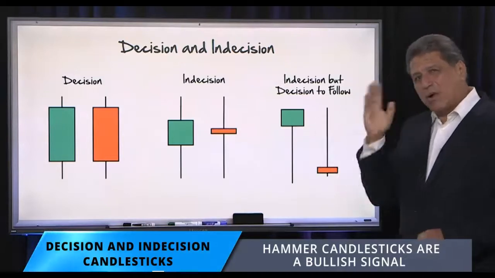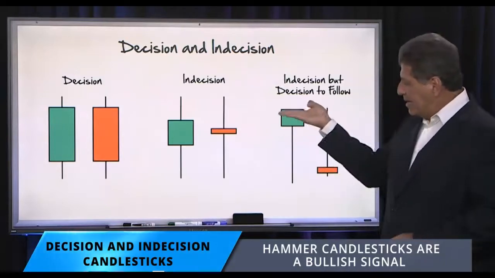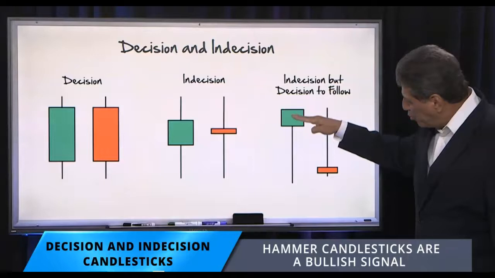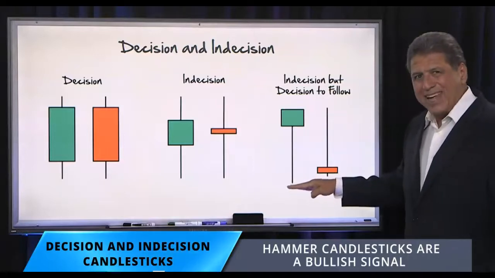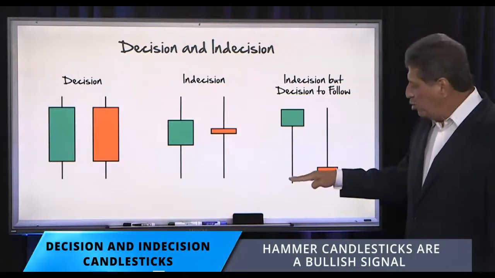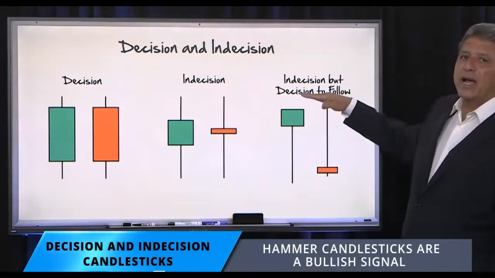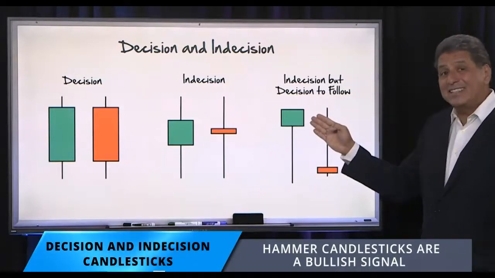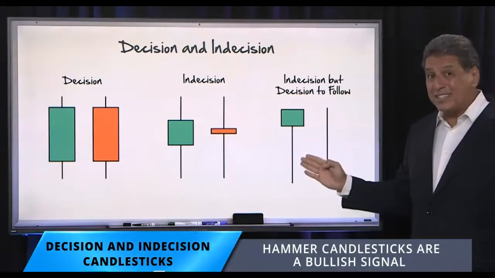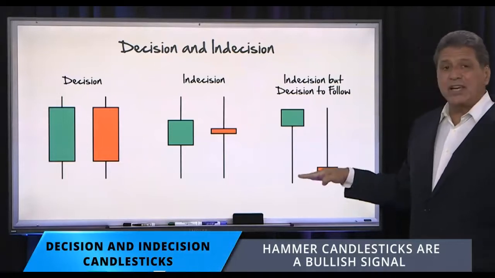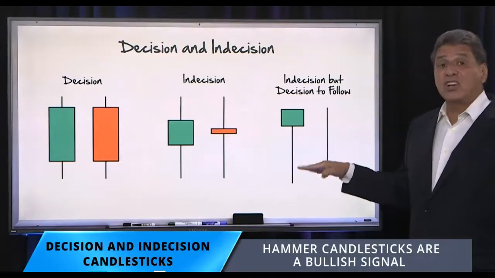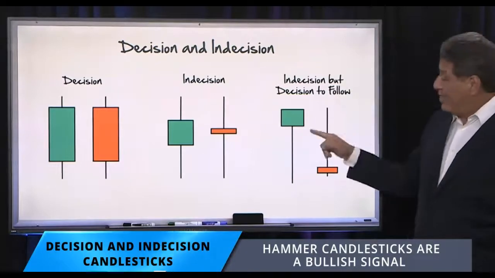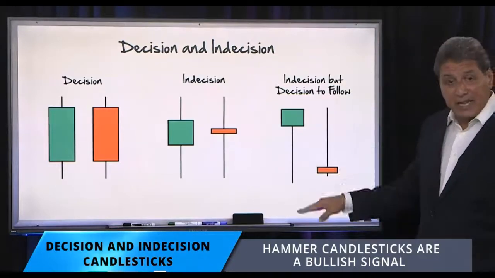Now, if you really think about what's taking place, see, bears tried to bring prices right down and take control. But bulls took control and brought prices back up. This is an indecision candle that really is a decision candle, because it's communicating to the trader that prices are getting ready to shoot up. That's what the long wick means at the bottom.